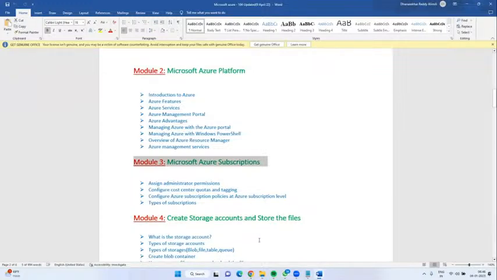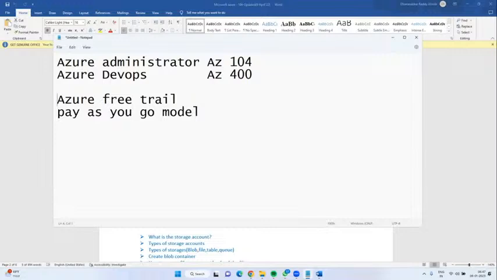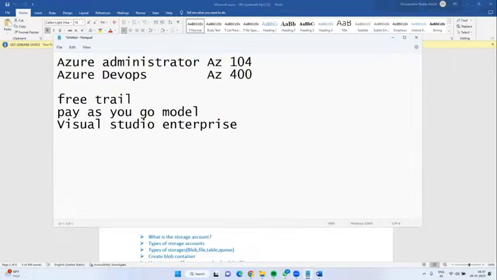So Microsoft is providing n number of subscription versions. First thing, I can say Azure free trial, which you are going to use now. Next, we have the pay-as-you-go model. Next, Visual Studio Enterprise. Also we have the enterprise subscription, Azure Enterprise. Then Visual Studio Developer Edition.